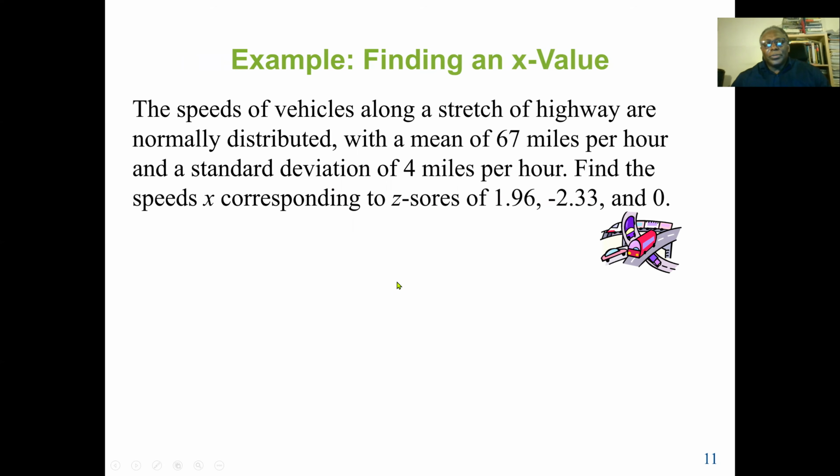So here the example is given: the speeds of vehicles along a stretch of highway are normally distributed with a mean of 67 miles per hour and a standard deviation of 4 miles. Find the speed corresponding to the Z score of 1.96. When we write the formula down again, we don't have the Z value, but we know the P. Like the first examples, if I know the P, I can find the Z.